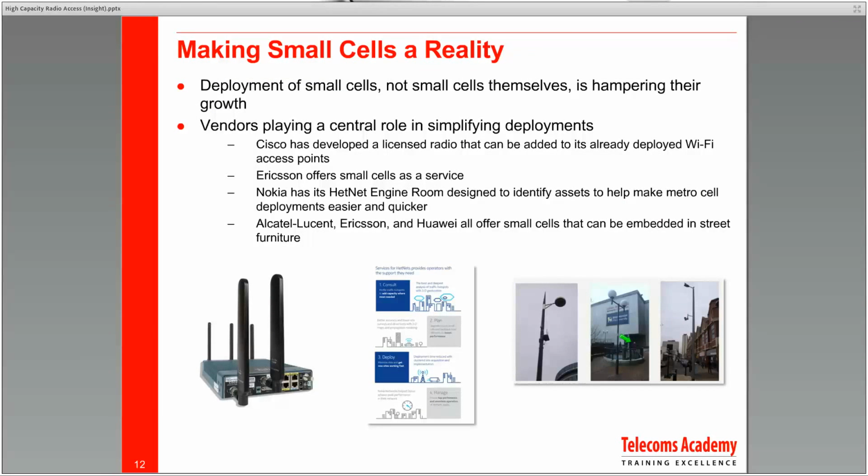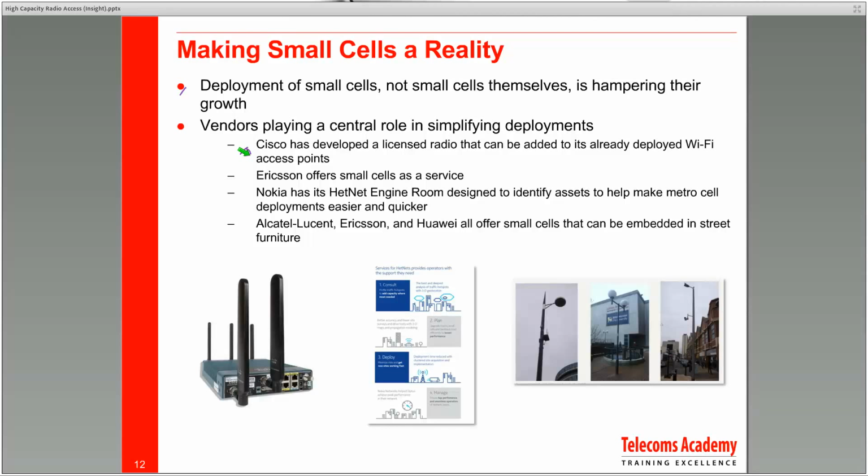We understand that, and I think the vendors understand this as well, because comments have been made that it's the deployment of the things themselves, not the small cells, which are causing the problems. I mean, there are plenty of solutions out there, but the physical deployment of those. So one thing the vendors are playing quite a large part in is trying to simplify, or maybe the term we come across time and again is industrialize the deployment or the rollout of the small cells. So, for example, Cisco has a particular product, well, others do as well, but Cisco has a particular product that allows us to use licensed LTE within their Wi-Fi services as well.